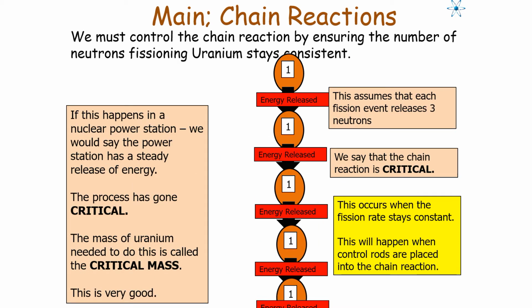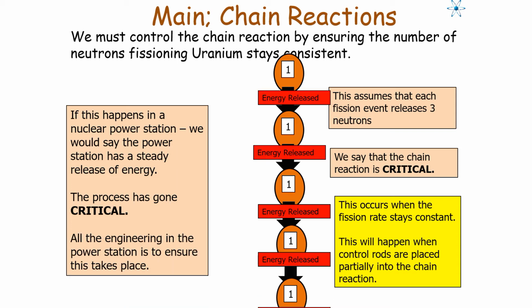So if we want in a power station to have a controlled chain reaction, we must ensure the number of neutrons fissioning uranium nuclei stays constant. We want our fission rate to stay constant. We want our chain reaction to be critical. In the nuclear power station we will have a steady release of energy. The process has gone critical. The mass of uranium needed to do this is called the critical mass. The idea that a chain reaction is critical is actually very good. All the engineering in a power station is to ensure you get a critical chain reaction, a controlled chain reaction.